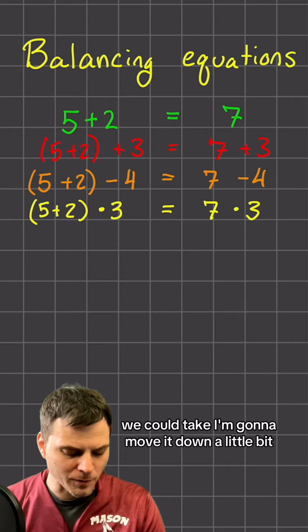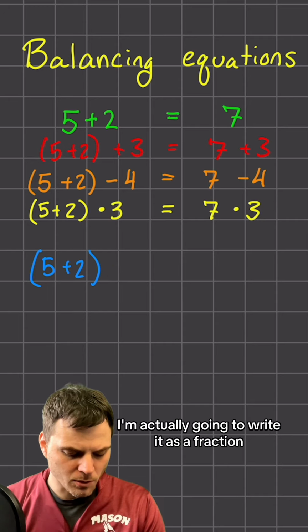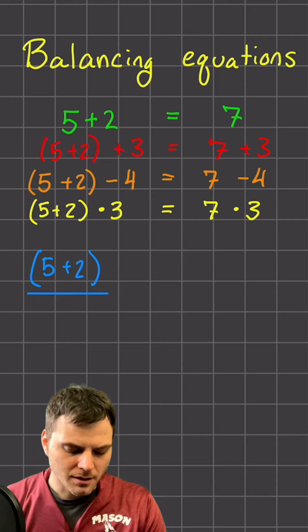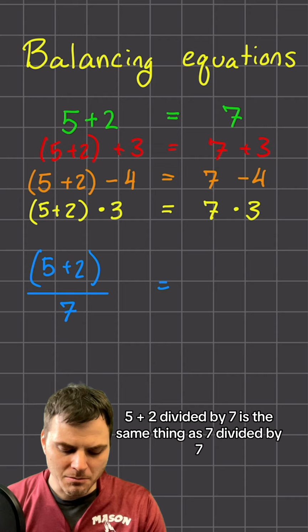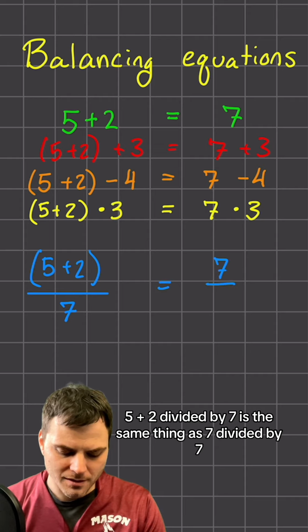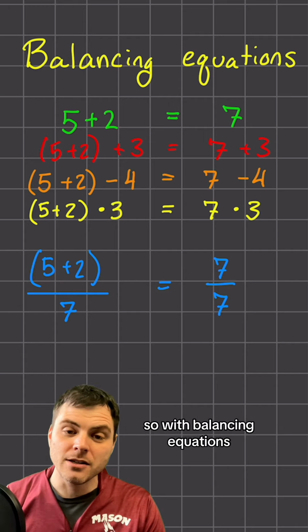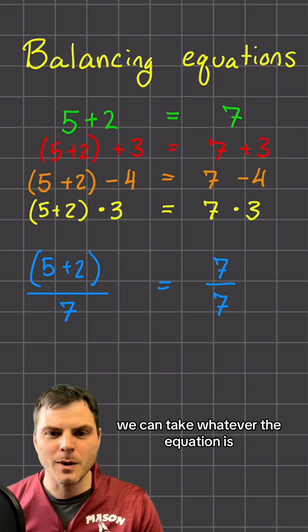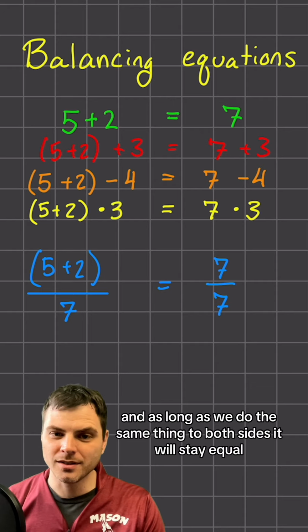We could take, I'm going to move it down a little bit, 5 plus 2, and I could write the division sign. I'm actually going to write it as a fraction. 5 plus 2 divided by 7 is the same thing as 7 divided by 7. So with balancing equations, we can take whatever the equation is, and as long as we do the same thing to both sides, it will stay equal.